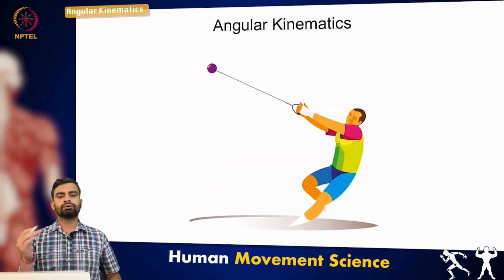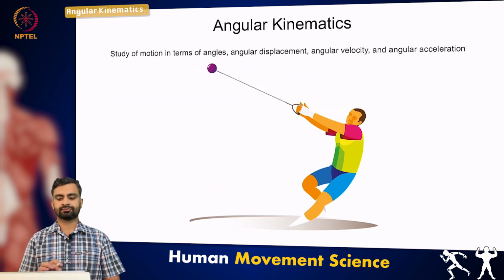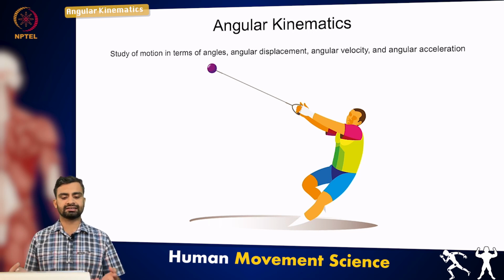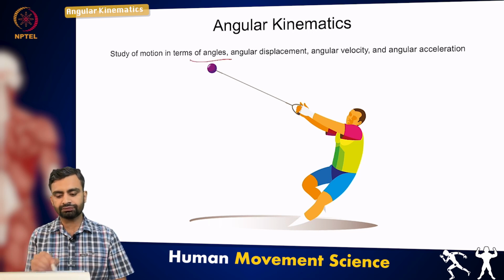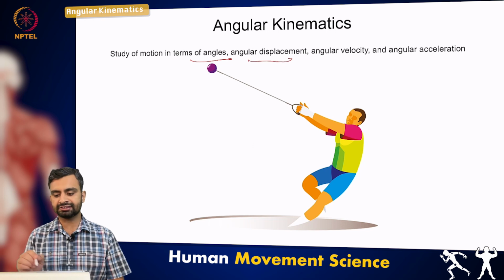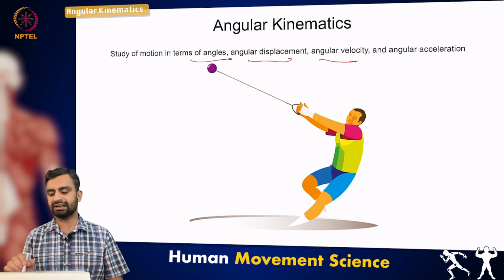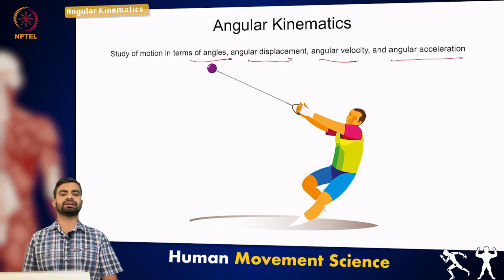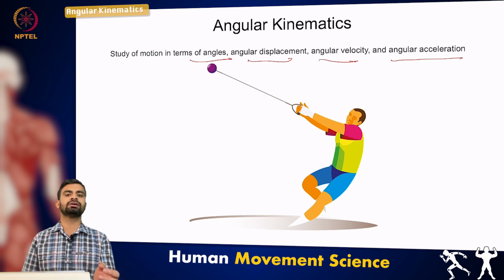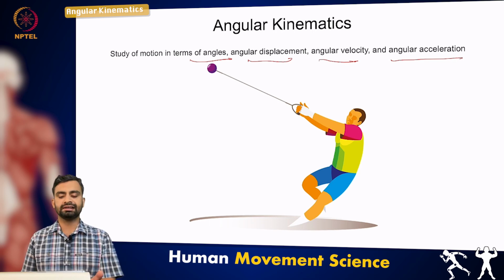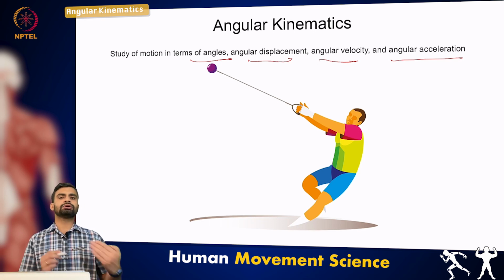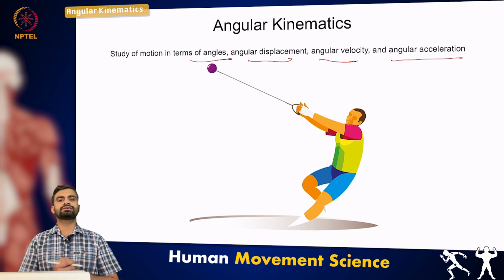So, what is angular kinematics? Angular kinematics is the study of motion in terms of angles, or angular displacement, angular velocity and angular acceleration. As in the previous section, where we discussed linear displacement, velocity and acceleration. The first thing that comes to our mind is why we need to study angular kinematics.